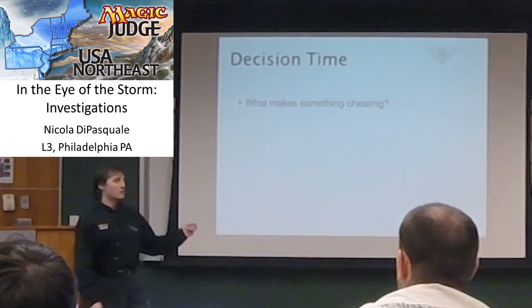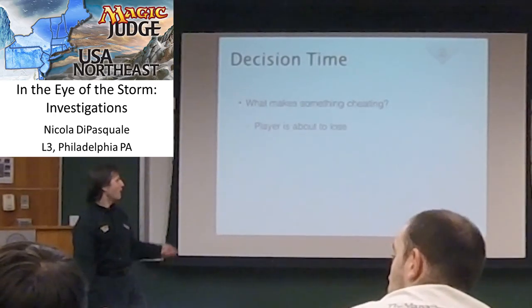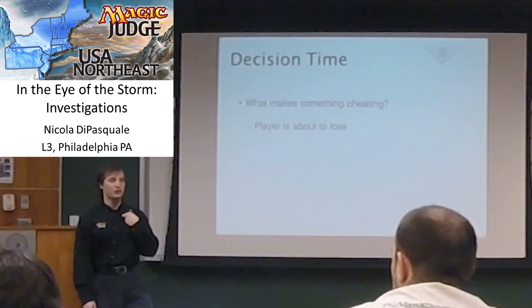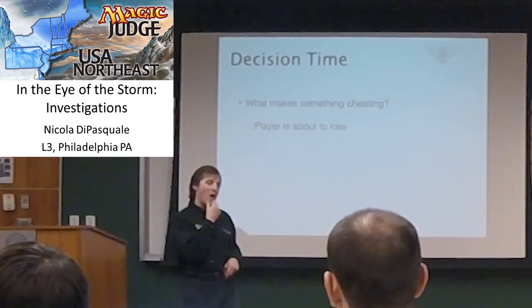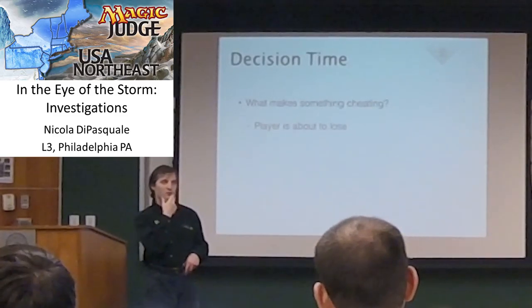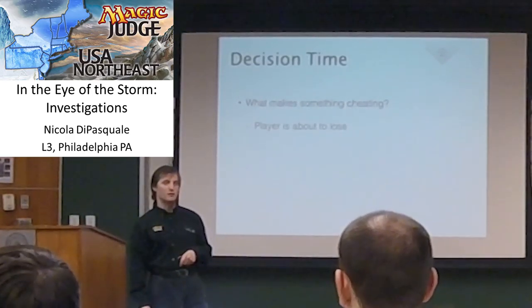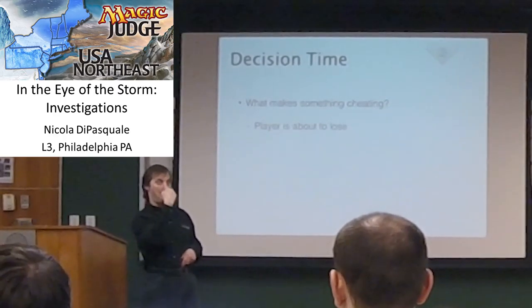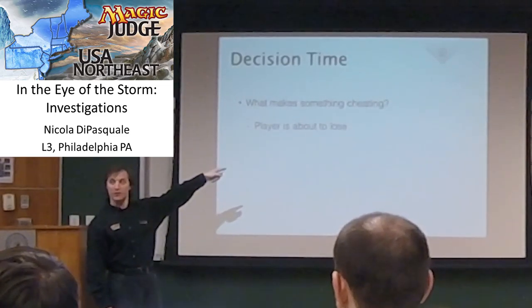I've got a lot more slides. So, what makes something cheating? We're in this investigation talk. What are we talking about? Cheating. Players like to cheat. Okay, a player is about to lose. So we come to a situation and we say, oh, this situation looks suspicious. Why would a player cast Hunt the Hunted during combat on a non-white creature?